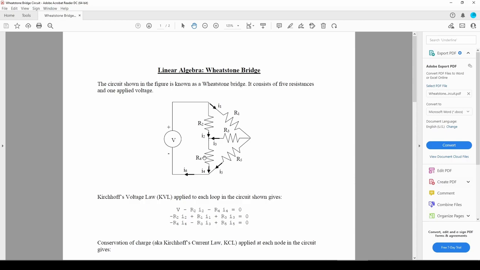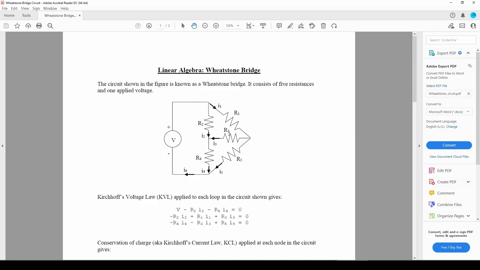R1, R2, and R4 are usually known, and R4 is usually adjustable. R5 is typically unknown. When the ratio of R2 to R4 equals the ratio of R1 to R5, there's no potential difference between these two points, and therefore there's no current flowing across R3. When this occurs, the bridge is said to be balanced.